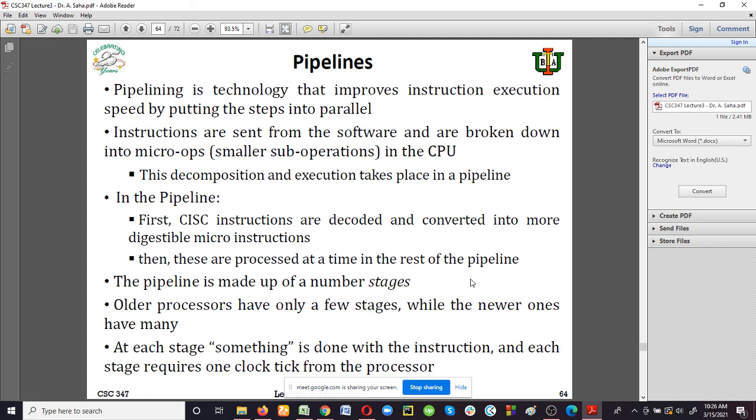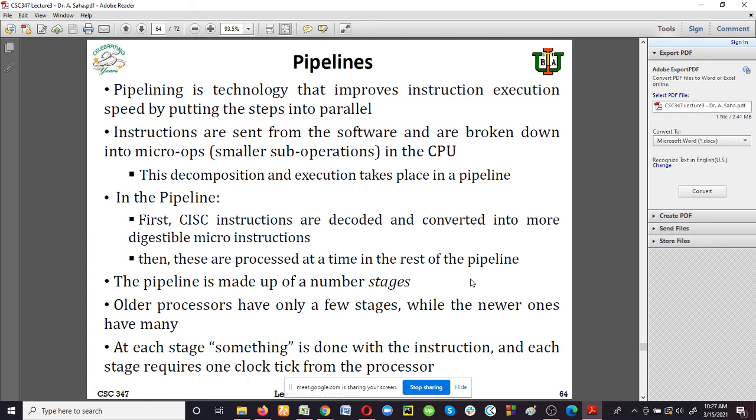In the pipeline, the instructions are first decoded and converted into digested micro instructions. Then these are processed at a time in the rest of the pipeline. The pipeline is made up of a number of stages. Older processors have only a few stages, and newer processors have many. Once they found the pipeline effective, they tried to increase the number of stages, thinking more stages would be very useful. But there is also a limit, which we will discuss in the upcoming slides.